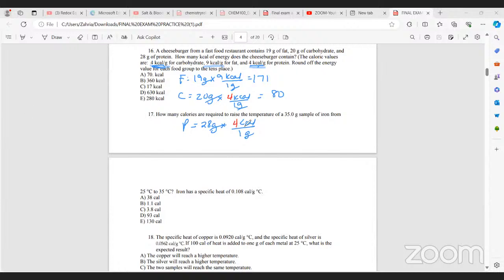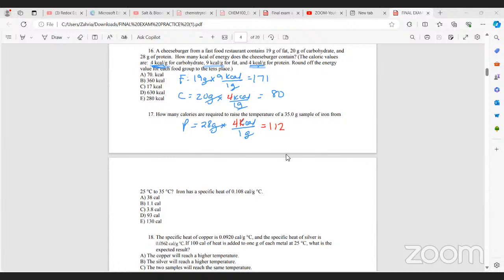Okay, so we got that corrected. Thank you guys. Appreciate you all. So let me do the correct math. 28 times 4, we get 112. So yes, this one was 112. What you're going to have to do now is go in and add all those together. 112 plus 80 plus 171, and we get 363.